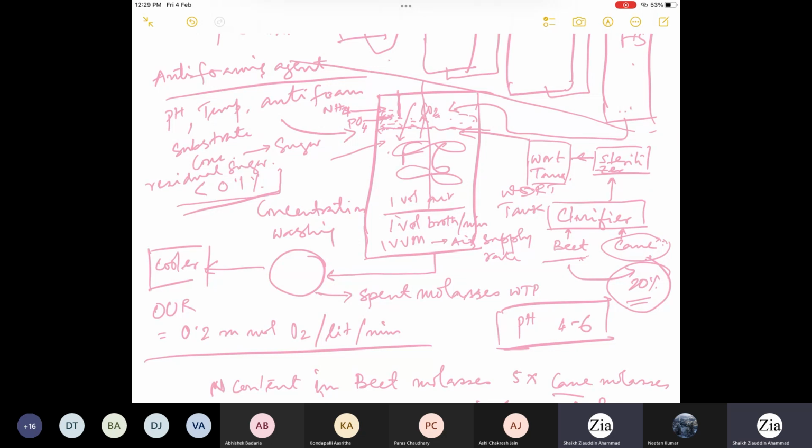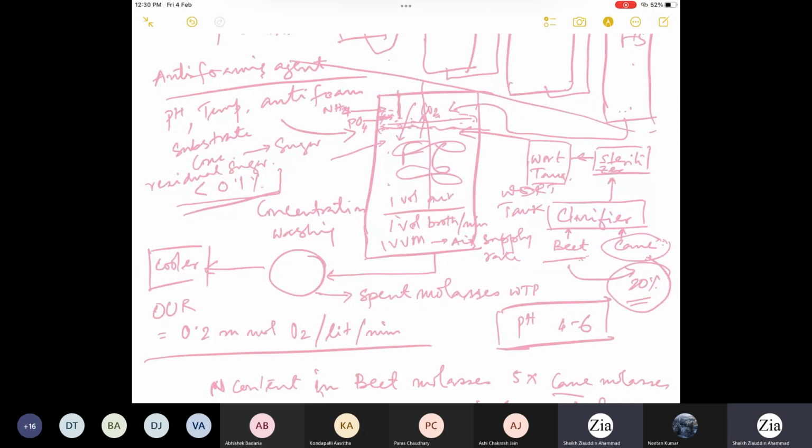Silicon oil is one such anti-foaming agent, but the only problem is in downstream operation. If you really need to get pure substance or pure biomass, this anti-foaming agent will create a little bit of problem while you do the downstream operation. So to avoid using an anti-foaming agent, you have another option: to use a foam disruptor.